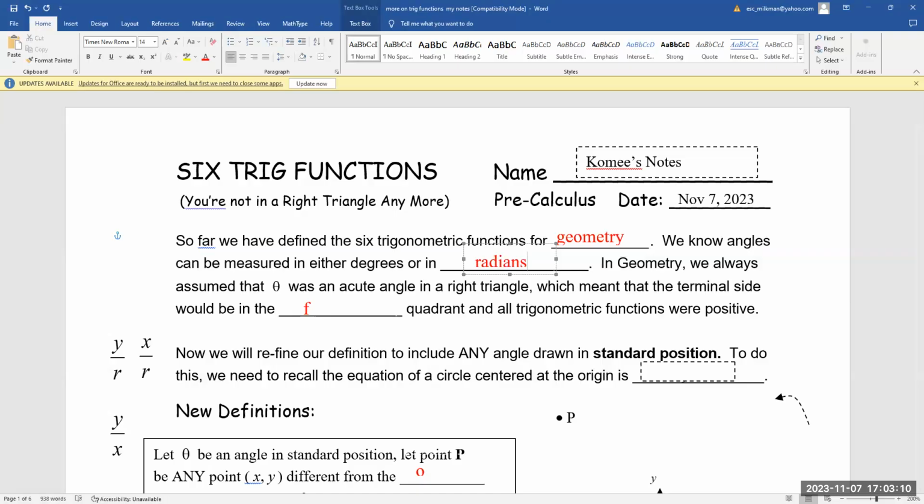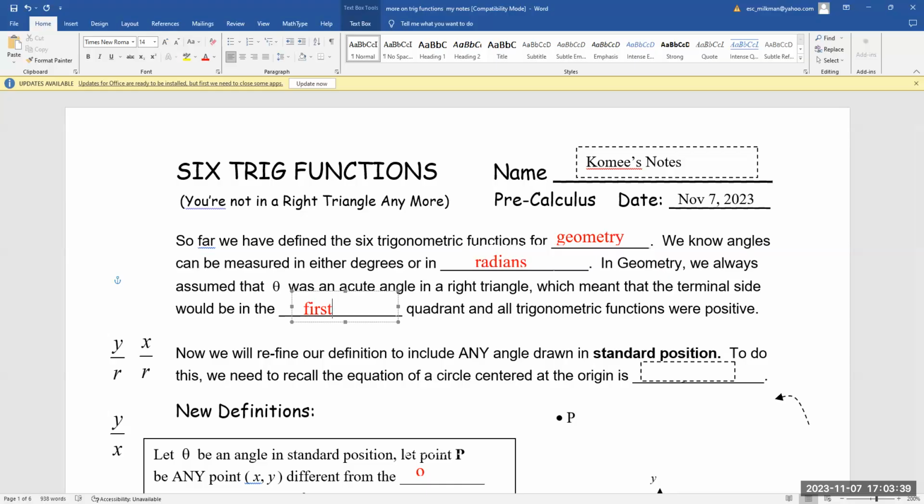In geometry, we always assumed that theta was an acute angle in a right triangle, which meant the terminal side would have to be in the first quadrant. But most times we didn't even draw the x and y axis, we just drew a right triangle, and all our trig functions were positive. But now we're going to refine our definition to include any angle drawn in standard position.